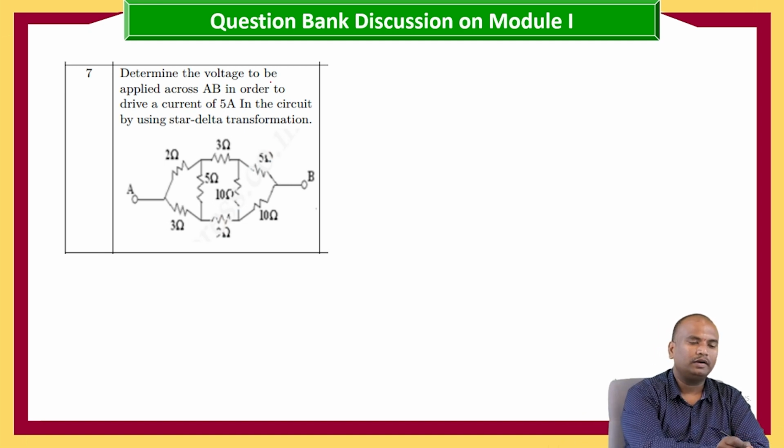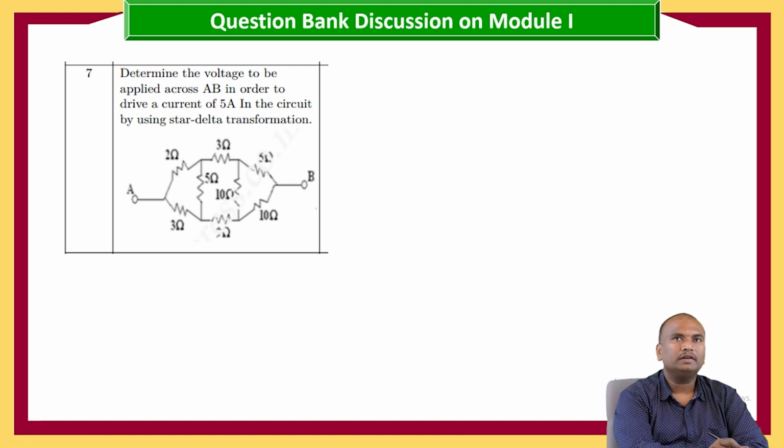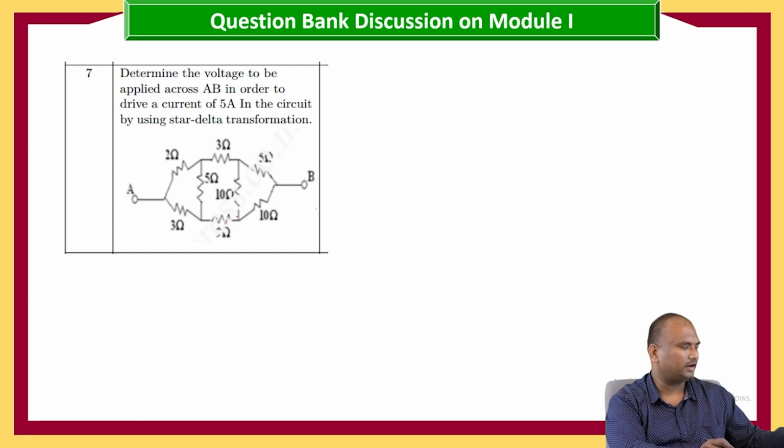Now determine the voltage to be applied across AB in order to drive a current of 5 amperes in the circuit by using star to delta transformation. Here in this circuit we are having two deltas. This is one delta, 2 ohms, 5 ohms and 3 ohms, and 5 ohms, 10 ohms and 10 ohms is another delta, and 4 stars. This is one star, second star, third star and fourth star.